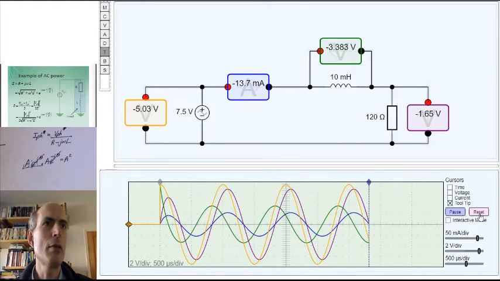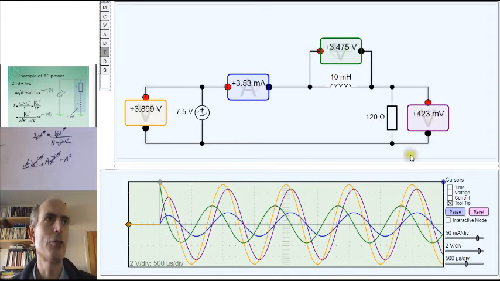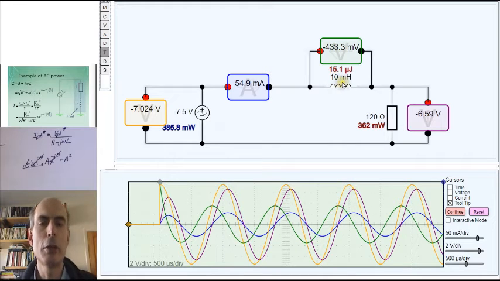Okay, we can see that the currents and the voltages are not exactly in phase for these components. I can dial up the powers associated with the voltage source and the resistor, and the energy that is currently being stored in the inductor.